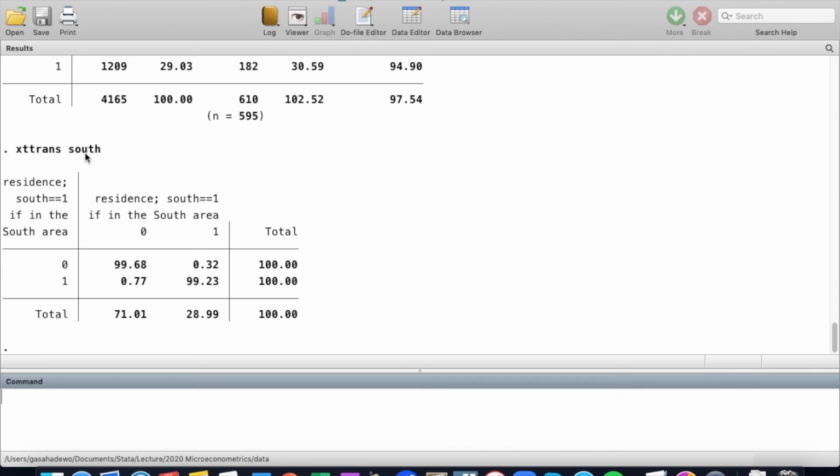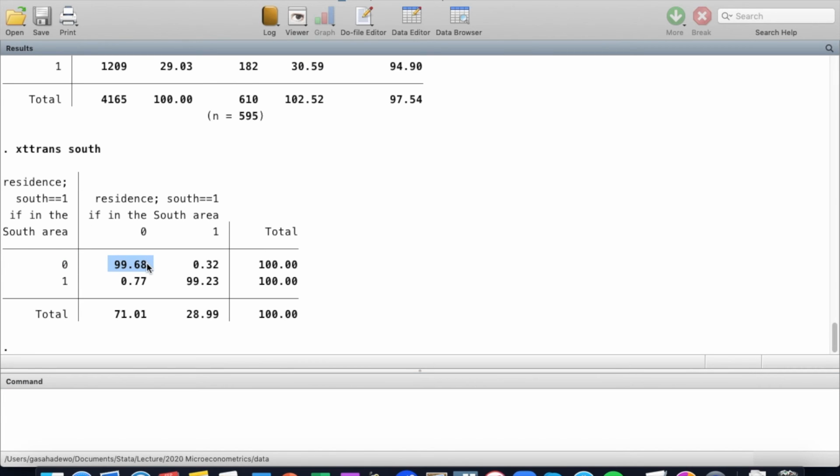So in this particular case, we want to see whether or not individuals actually move between areas. For example, in this particular matrix, 99.68% of individuals stay in the non-south area, and 99% of individuals stay in the south area. However, among individuals in the south area, 0.77% actually move to the non-south area, and within those in the non-south area, 0.32% actually went into the south area.